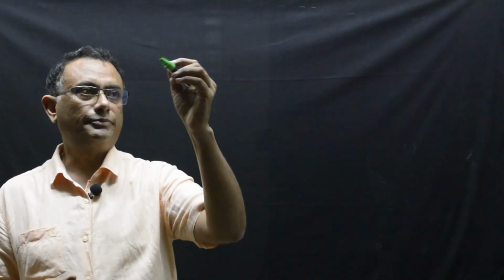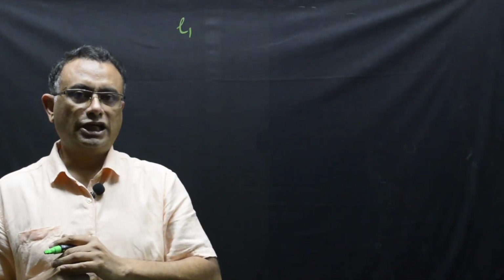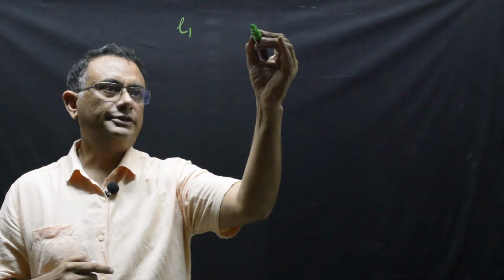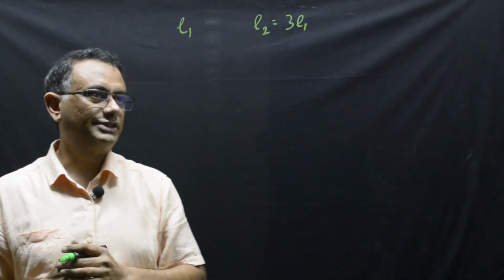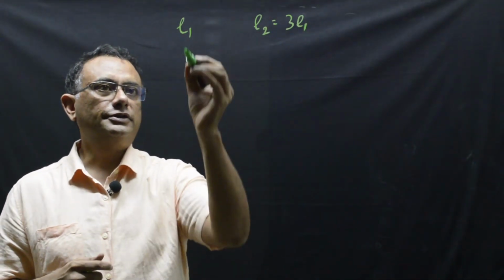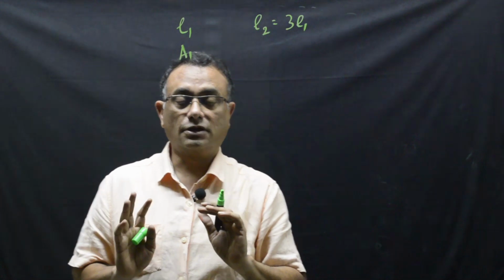So let's discuss the third type, which is about the wire being stretched. If you look at the numerical here, it says to compare the resistance when the length of the wire has been increased by 3 times. Let's put it down. The wire is stretched by 3 times, so let L1 be the initial length, and L2 is going to be 3L1. Let A1 be the initial area. The second area is not given after it's stretched.